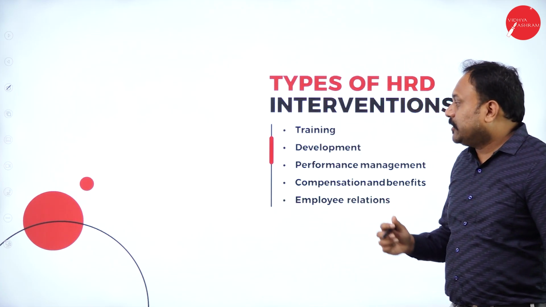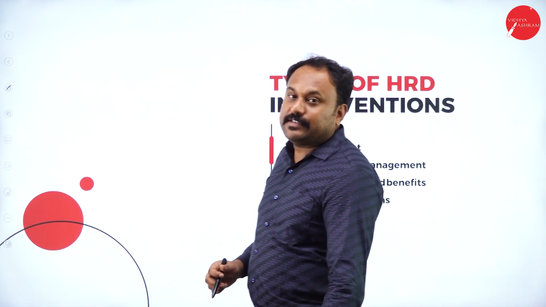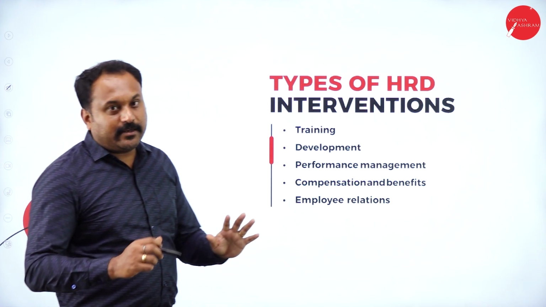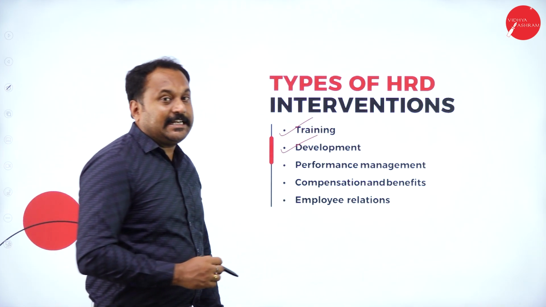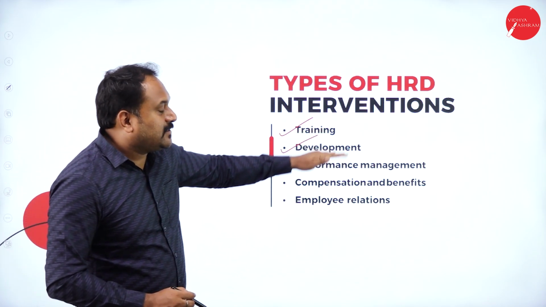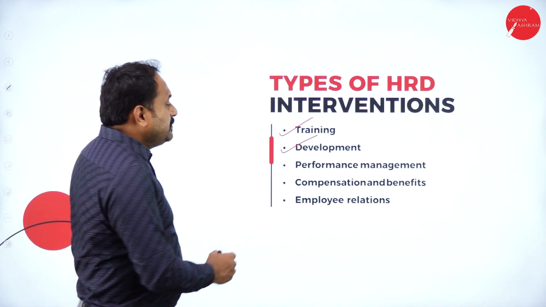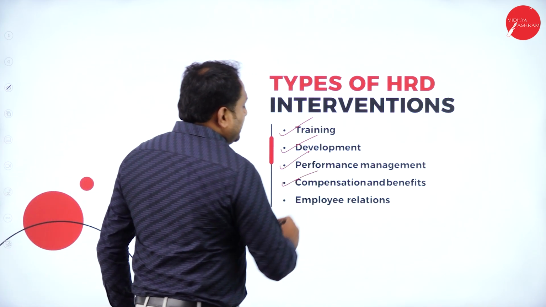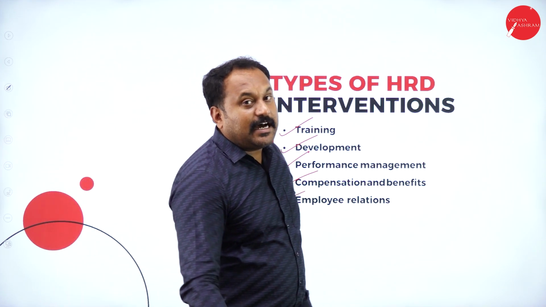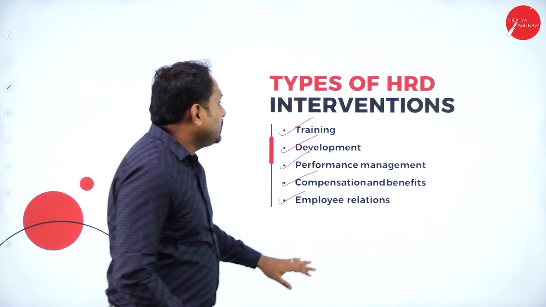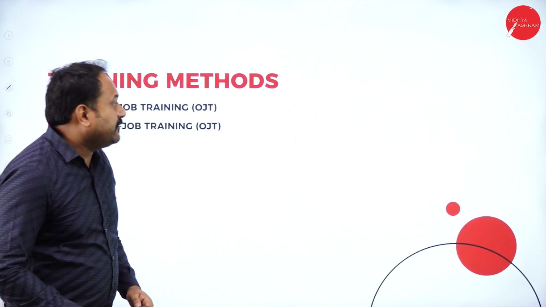Next is types of intervention. Now, how does this intervention happen? One is training, because of training you will actually do it. Development, training and development is there, no? So I have made that two points. Then performance management, compensation and benefits, and employee relations. So these are the key points of types of HRD intervention.